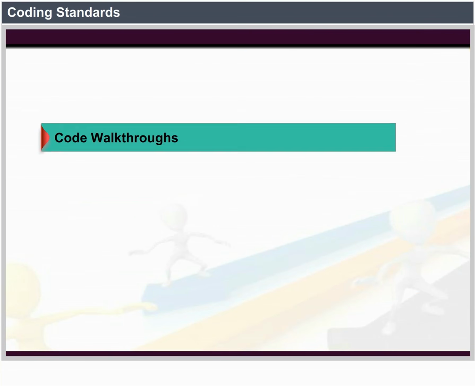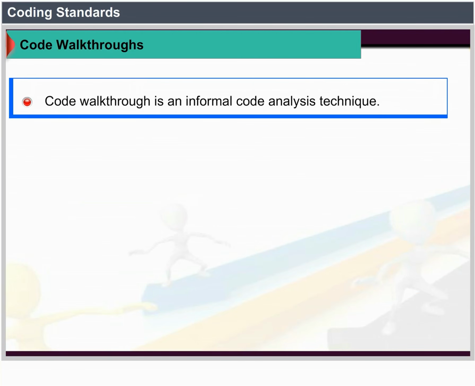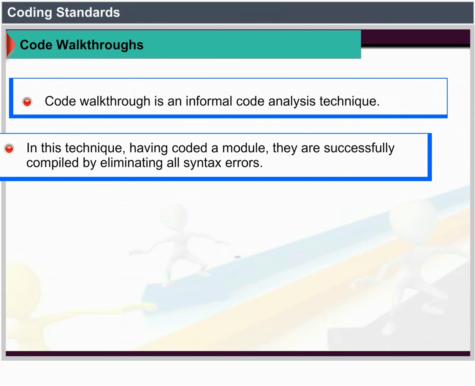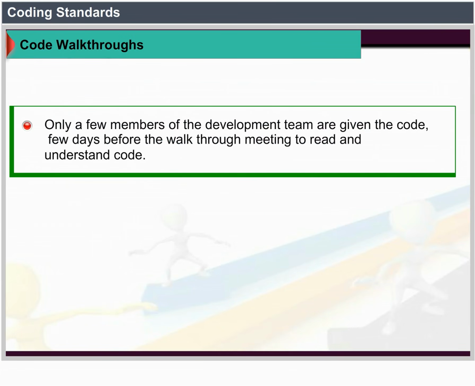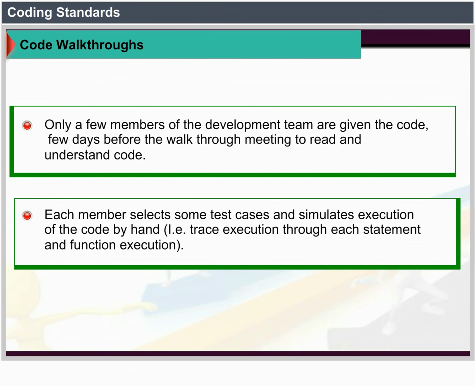Code walkthrough. Code walkthrough is an informal code analysis technique. In this technique, after a module has been coded, successfully compiled and all syntax errors eliminated, a few members of the development team are given the code a few days before the walkthrough meeting to read and understand the code. Each member selects some test cases and simulates execution of the code by hand, that is, by tracing execution through each statement and function execution.